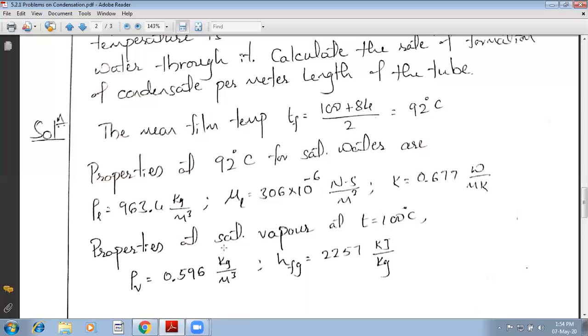Similarly, for properties at saturated vapor, you have density of vapor as 0.596 kg per meter cube, and the value of latent heat is 2457 kilojoules per kg. Now, the density of vapor in comparison with the density of the liquid is very negligible. Hence, many a time this density term will not be considered in the expression.